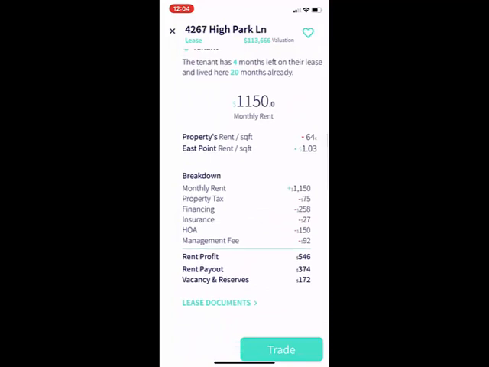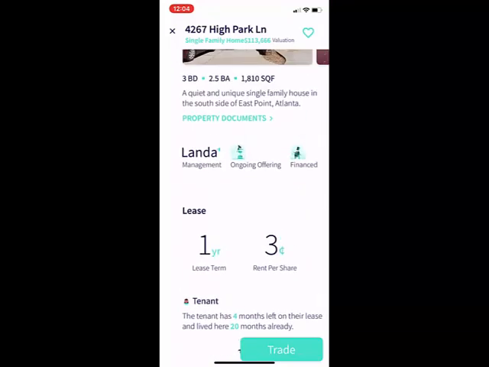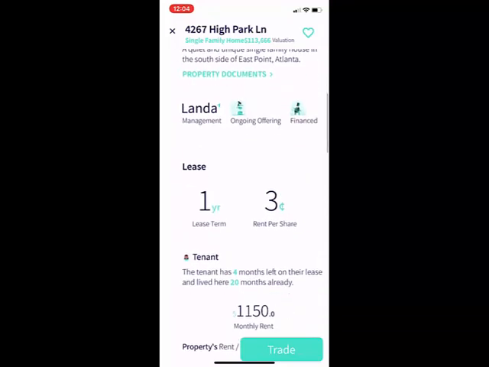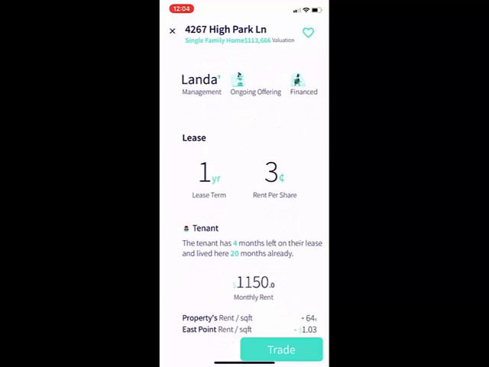Now, you can also see the lease term and the rent per share. Now, for this property, the tenant has lived there for 20 months and has 4 months left on their lease. So you can make the assumption that's probably a reliable tenant. Maybe that would be an interesting investment for you.